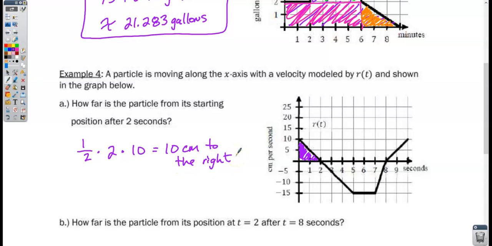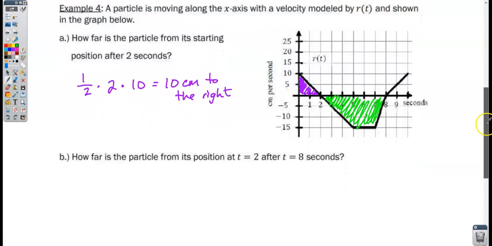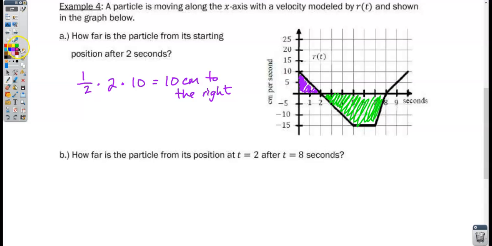All right. Part B, how far is the particle from its position at time 2 after time 8 seconds? So notice where this is different from any of the ones we've done so far is the area here is underneath the axis, which means that when we accumulate this area, we're accumulating negative area that is below the axis. So what I'm going to do is I'm going to calculate all of that.